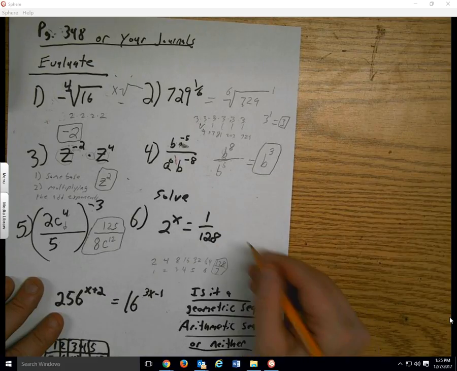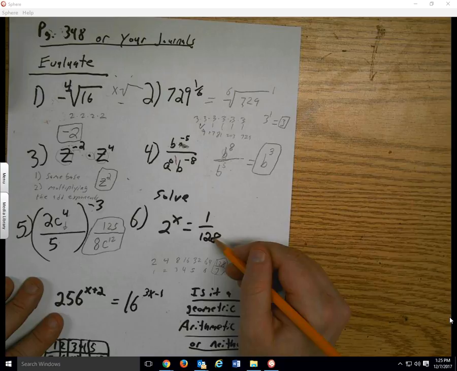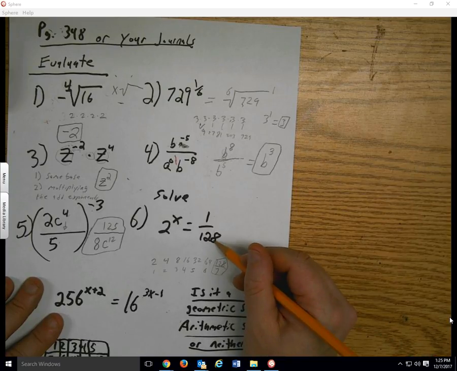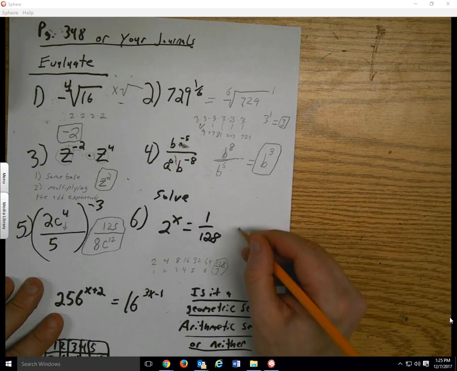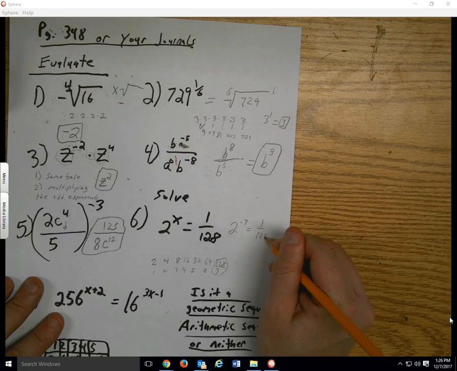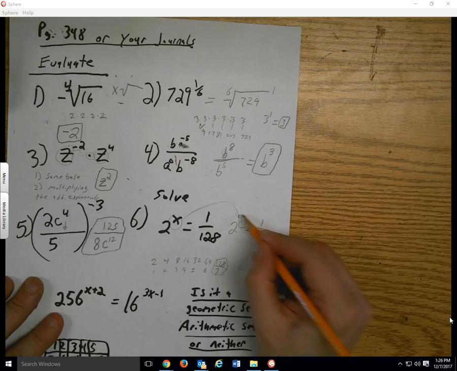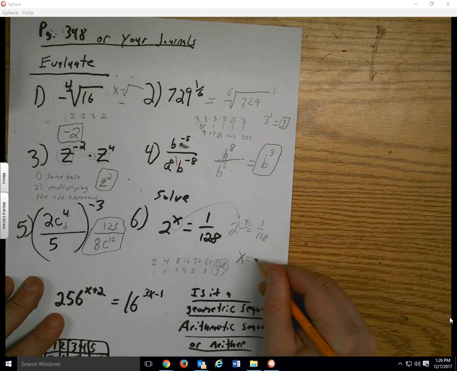But if I do 2 to the 7th power, I'm just going to get 128, and I need a 1 over 128. So how do I get that 128 to go to the denominator? Simple. Remember, if you have a negative exponent, it goes. So 2 to the negative 7 would equal 1 over 128. So that means that this x actually is a negative 7. So the answer to this is x equals negative 7.